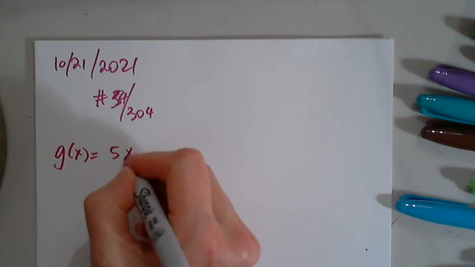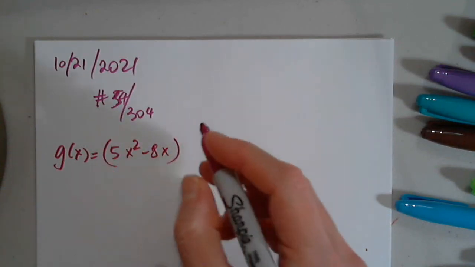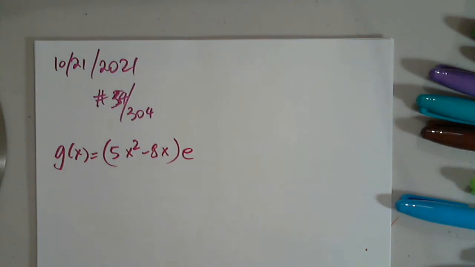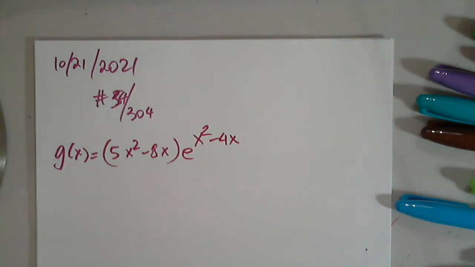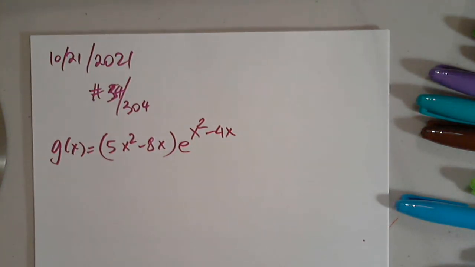Which is 5x squared minus 8x, and then e to the x squared minus 4x. How was this different from what we did in class? It wasn't really. I was just having a little bit of problem simplifying it. That's fine. Yes, absolutely. Let's do it.